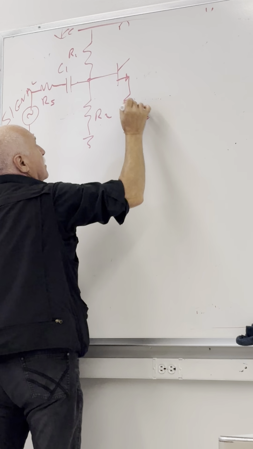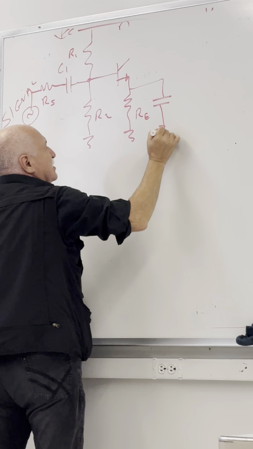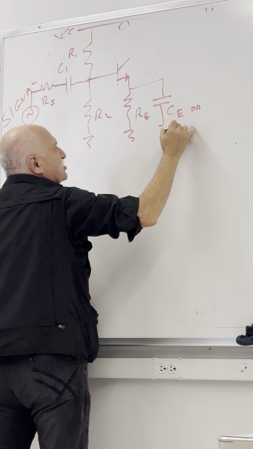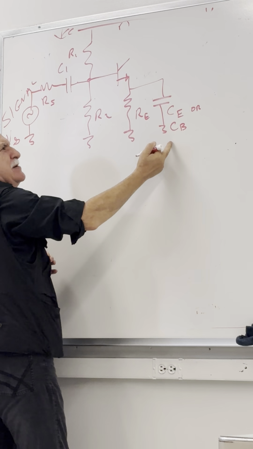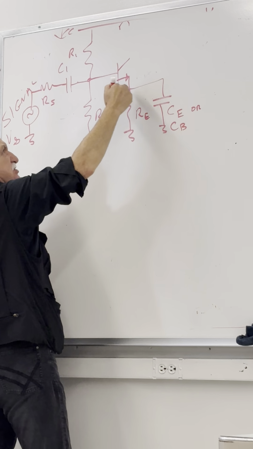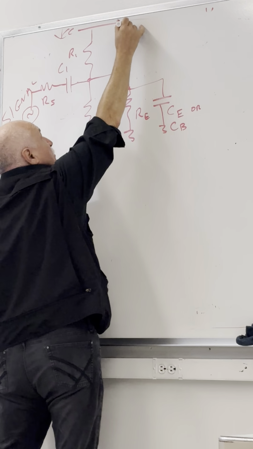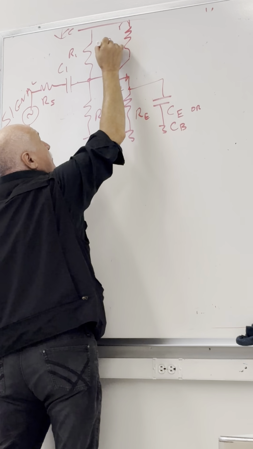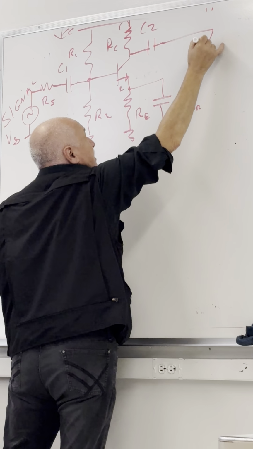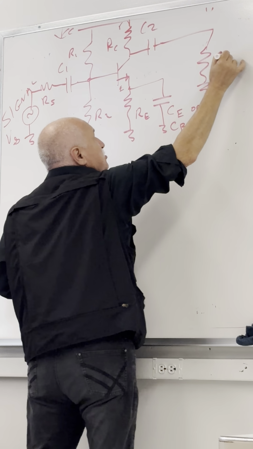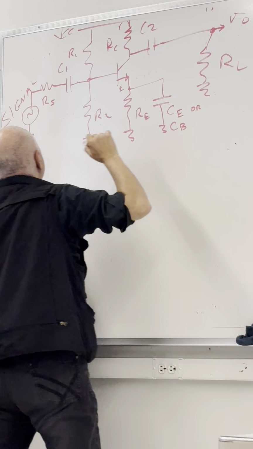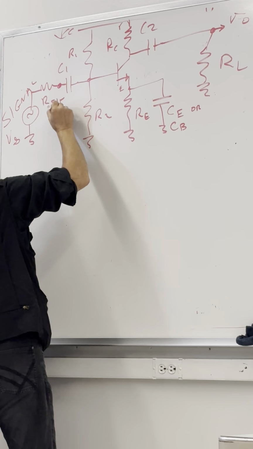RE. This is known as CE or CB sometimes. CB, bypass capacitor. CE meaning it's the capacitor grounding the E. Then you have RC up here. C2, output coupling capacitor. You get load resistance RL, and this is your output voltage VO.